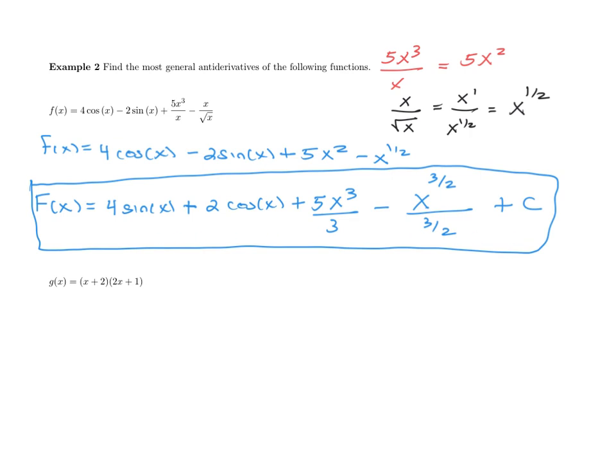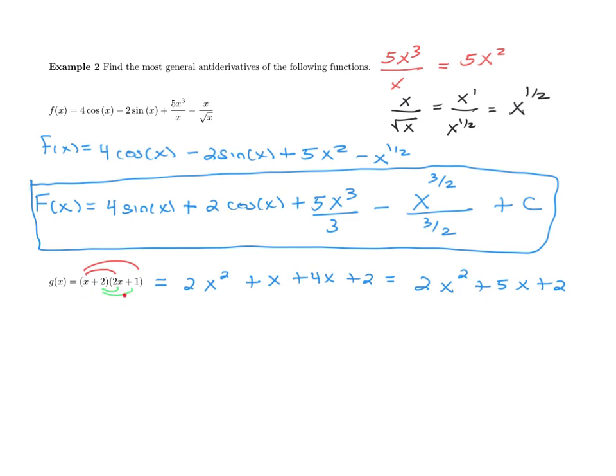Now, what about the antiderivative of g of x, which is a product of two functions? Can we simply just find an antiderivative for the first and the second piece separately and multiply them together? And again, the answer is no, we can't do that. We can rewrite this function in a way where we can find this antiderivative. And the trick here is to actually multiply this thing out. That is, take the x and multiply it into the parentheses and do the same thing with the 2. This function becomes 2x squared plus x plus 4x plus 2. And when you combine like terms, that's 2x squared plus 5x plus 2.